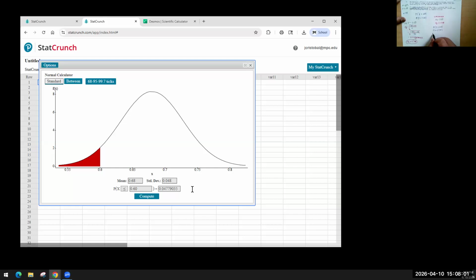Computing here, we're getting that tail portion. For our unrounded solution, we're getting 0.04779 and so on. For our rounded solution, we're rounding to 4 decimal places, our common convention for these probabilities. 1, 2, 3, 4, that 9 rounds us up to 0.0478. So there's that likelihood.